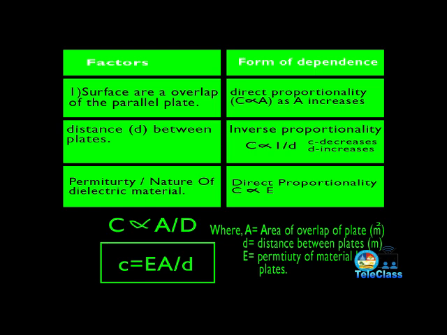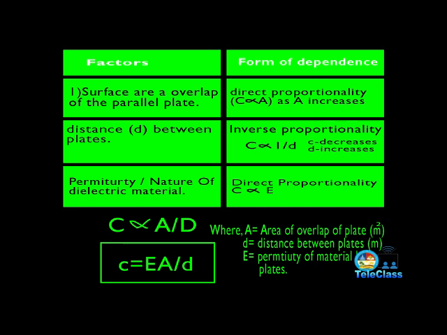Now, these factors can be represented mathematically. And how do we write that? C is directly proportional to A. Remember I said the factor 1, which is the surface area of overlap, is a direct proportionality. So C is directly proportional to A and inversely proportional to D. Remember, the distance between the plates is an inverse proportionality. That's why we have D coming under A.